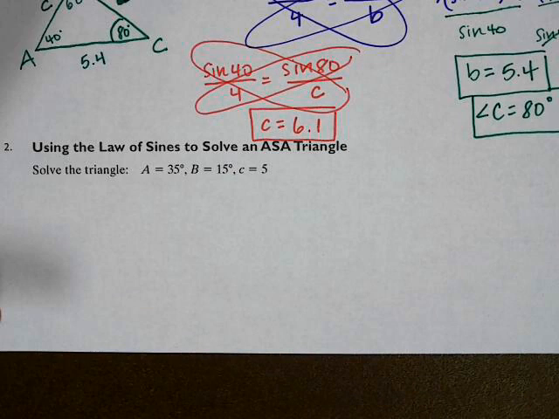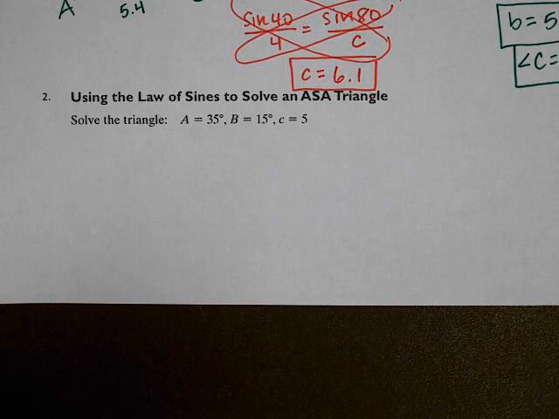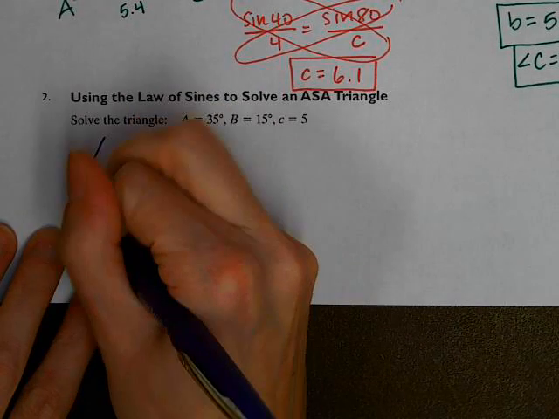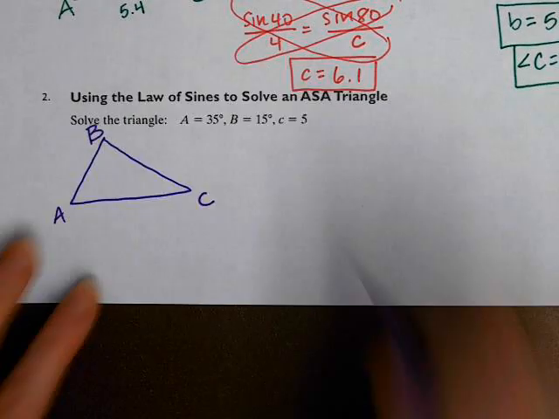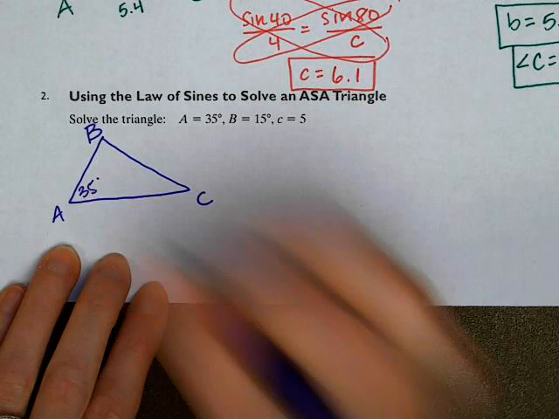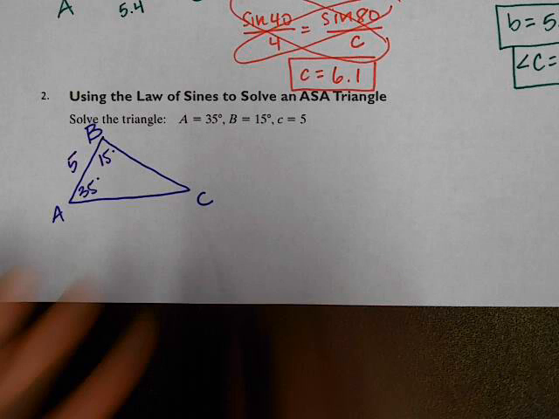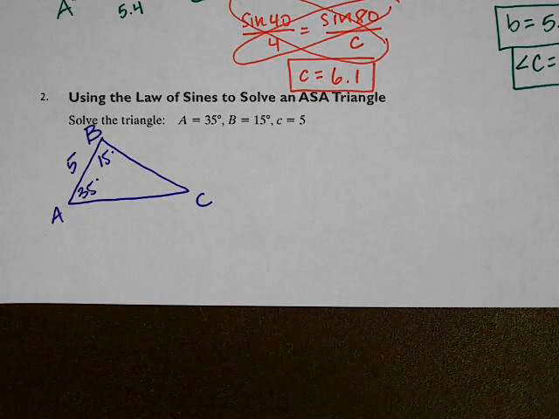Okay. Number 2, if you guys want to do one more, I don't know if you need this, so you can skip it if you don't need to see it. Let's try this one. So this one, again, my picture might be grossly inaccurate. That's okay. Angle A is 35, angle B is 15, and side C is 5. So notice this is ASA. Okay, so ASA is a good one to use law of sines.